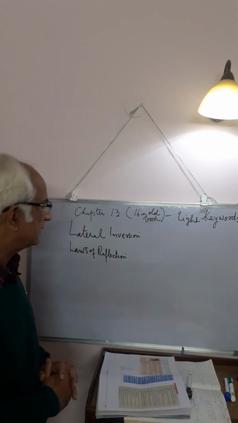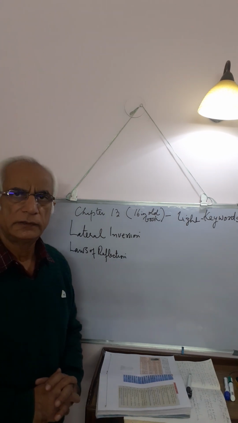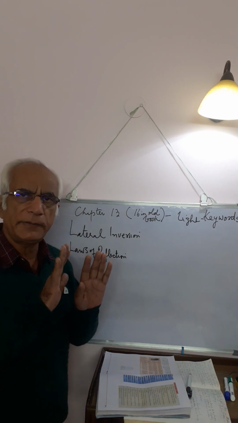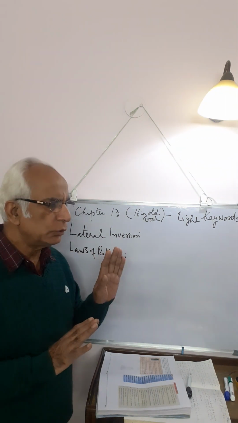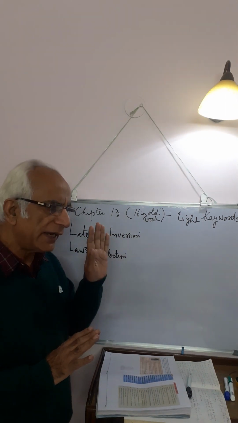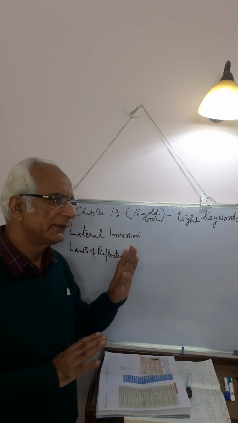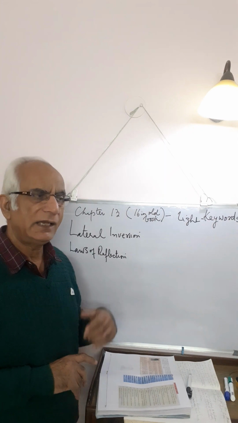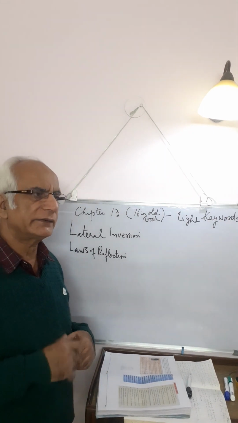So first word is lateral inversion. Lateral inversion means basically when you look in a plane mirror, you find that the right side of the object appears on the left side and the left side of the object appears on the right side.